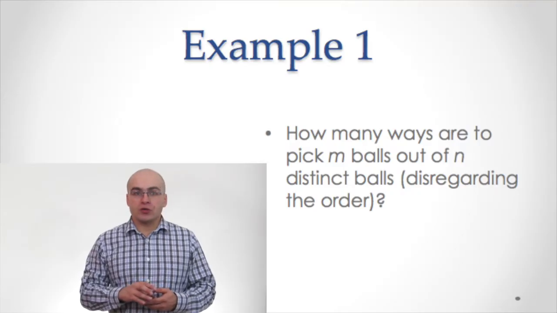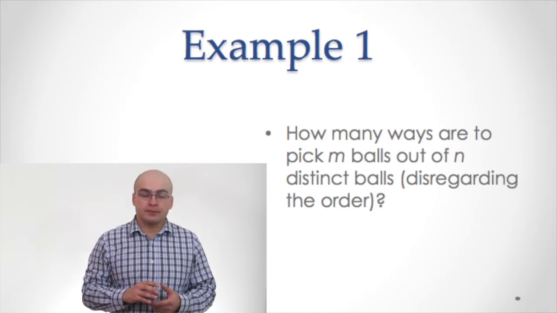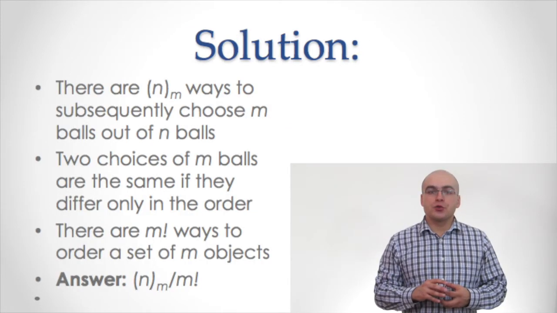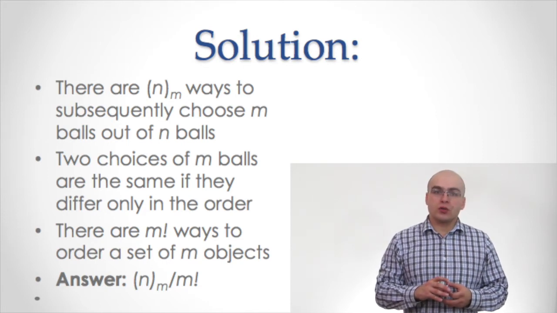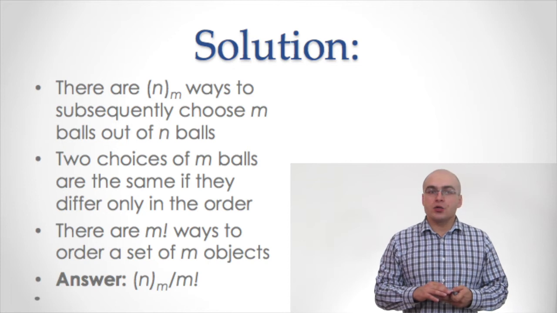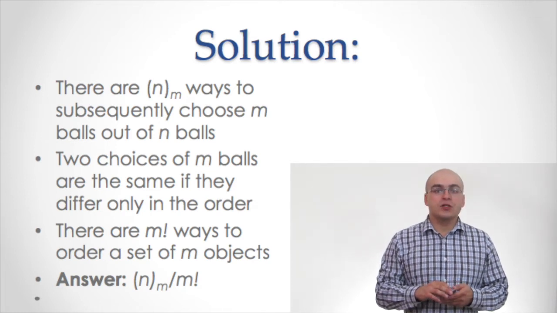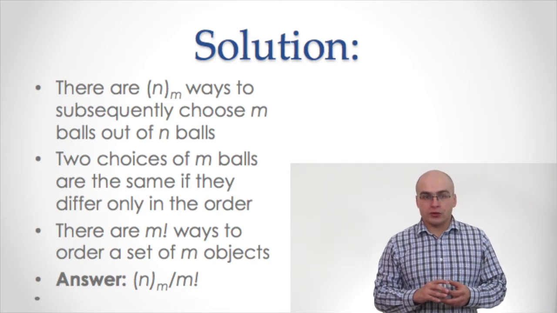Now let us move to the general problem. Problem 2. How many ways are there to pick m balls out of n colored balls if we disregard the order of picked balls? Solution. There are n sub m ways to subsequently choose m balls out of n balls. Indeed, if we care about the order of drawn balls, then there are n choices for the first ball, then there are n minus 1 choices for the second ball, and so on. In total, there are n sub m ways to subsequently choose m balls out of n balls.